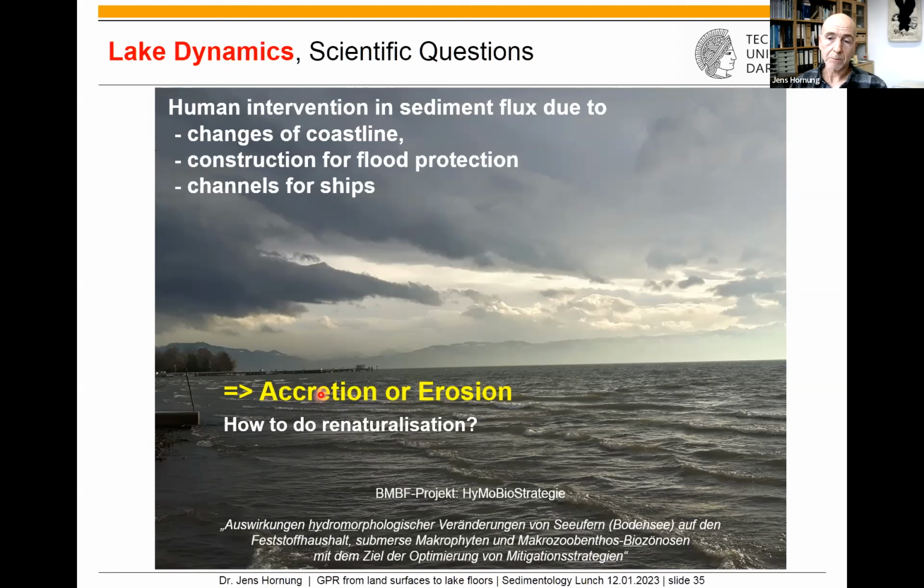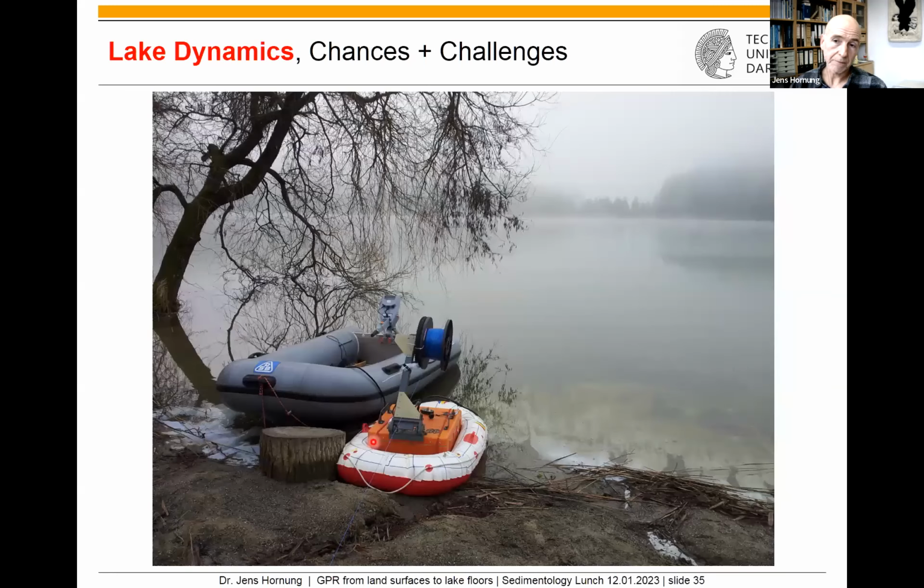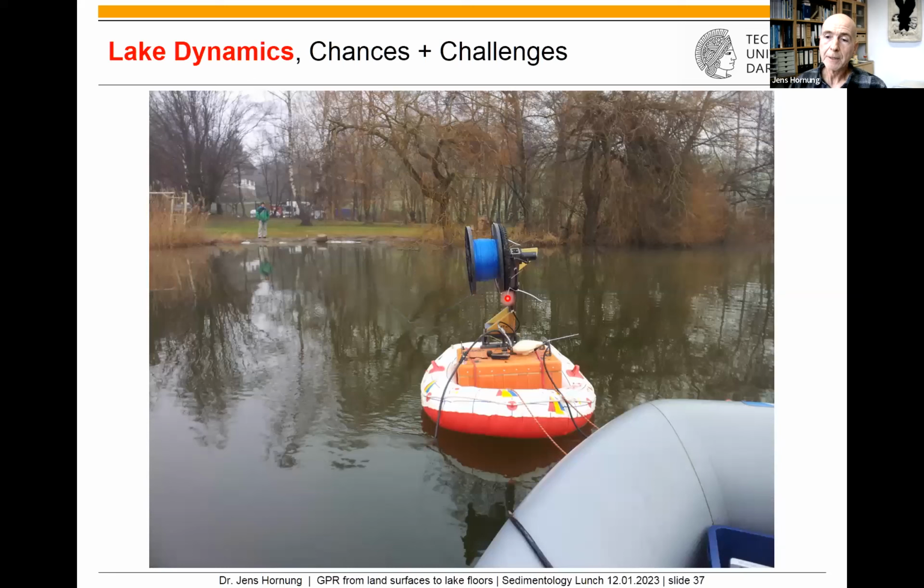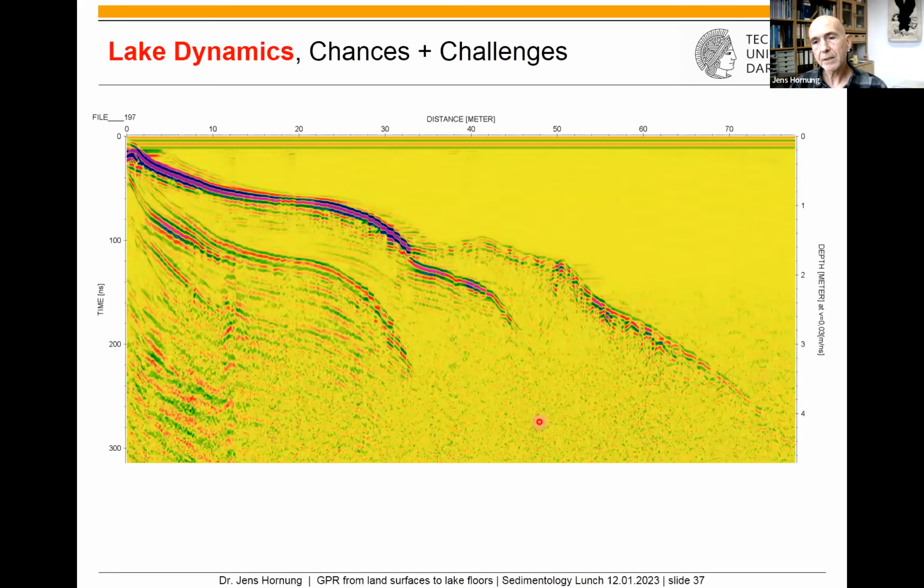Well, this underwater GPR was developed in a BMBF project. We started from the surface, of course, to make it easy. We put the GPR in a boat and direct that boat from the coastline into the lake and see what happens. And this is the result. Well, not bad, but there are some issues. However, the consolidated lake floor is clearly visible. There is some mud accretion on top with very weak reflections here and here.